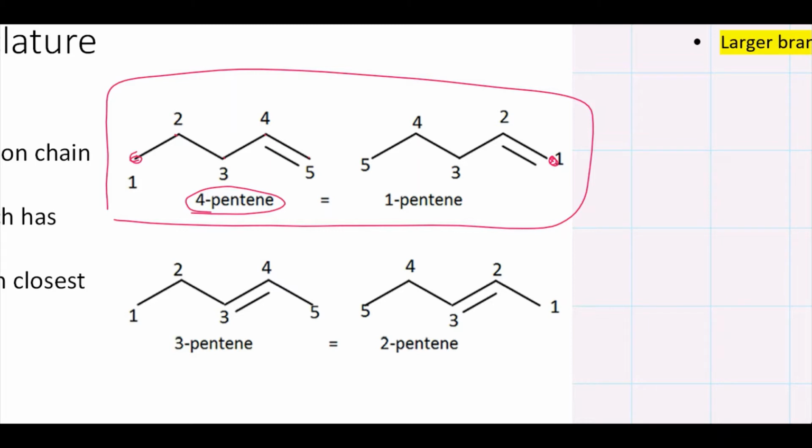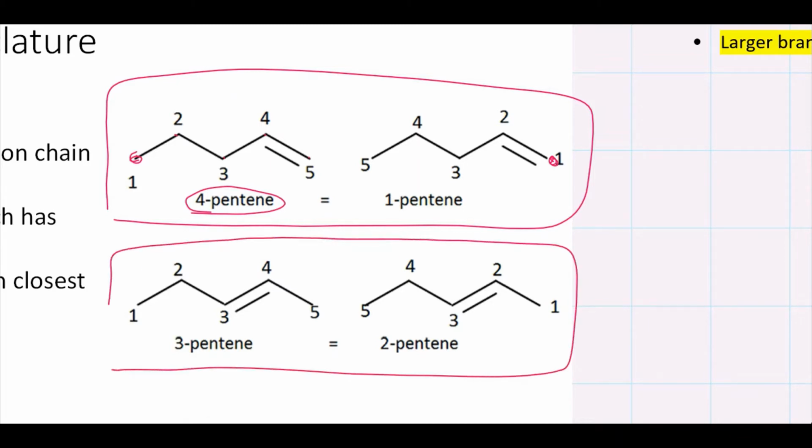Here again, pentene, again, 5 carbons. Counted from this end, 1, 2, 3, 4, 5. See that double bond is starting on 3. 1, 2, 3, 4, 5. This is the correct answer. That is wrong. This is correct.